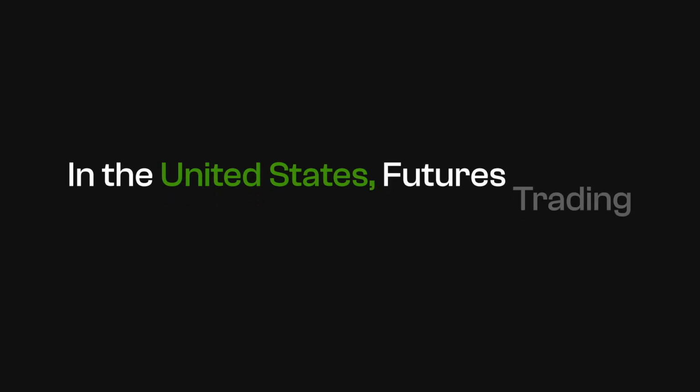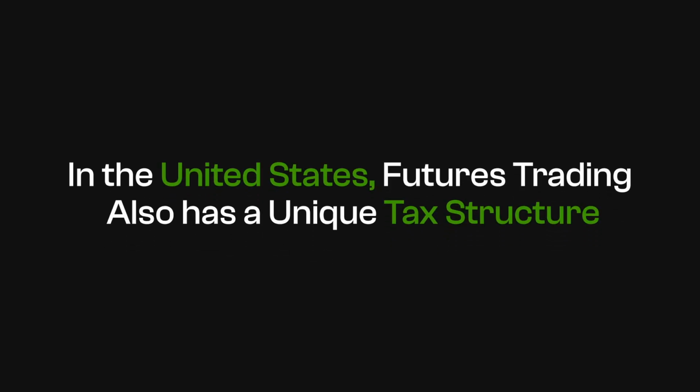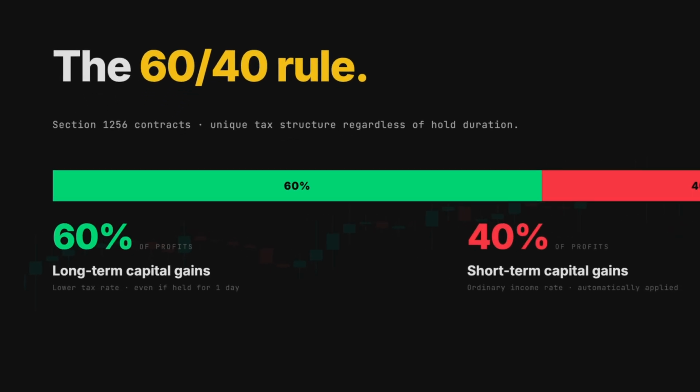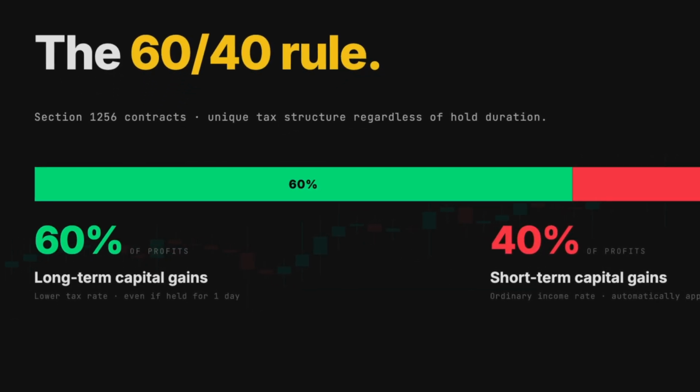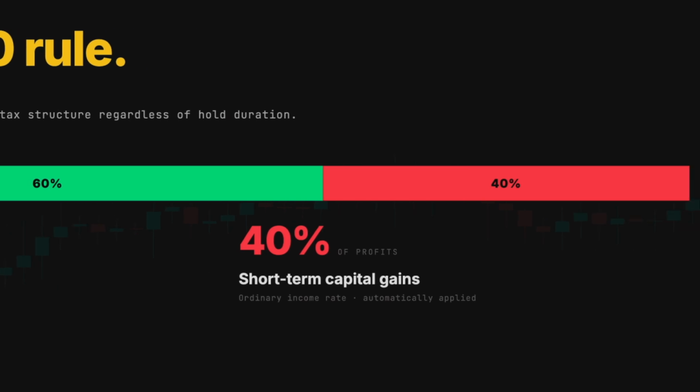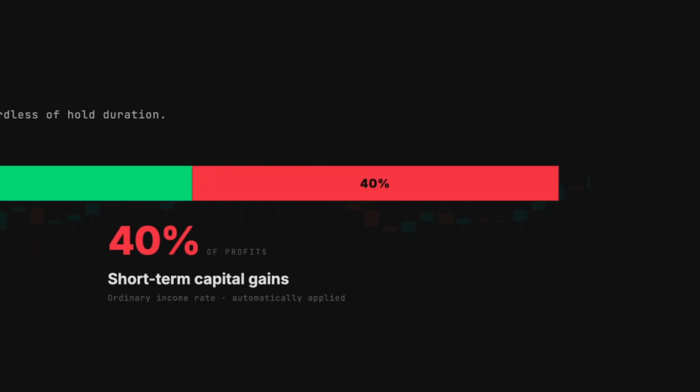In the United States, futures trading also has a unique tax structure. Typically, 60% of profits are treated as long-term capital gains, while the remaining 40% are treated as short-term capital gains.